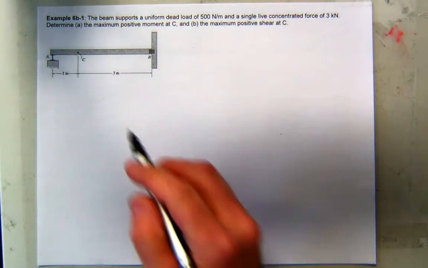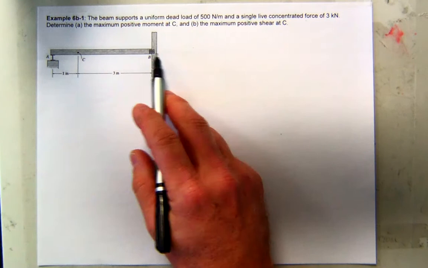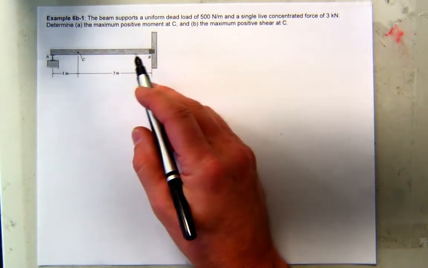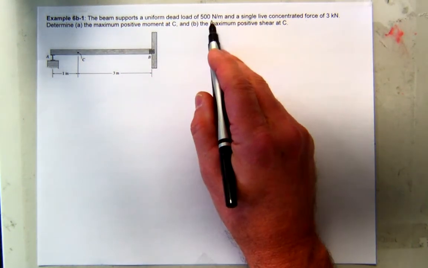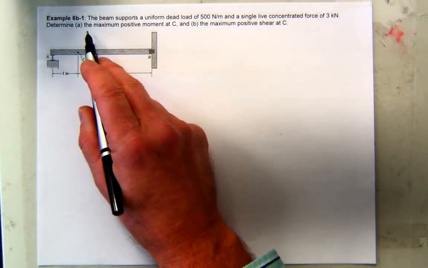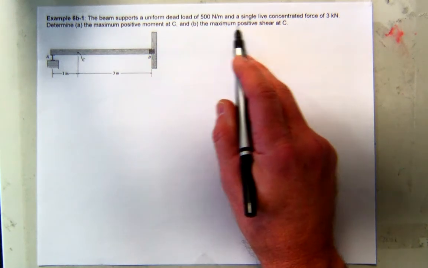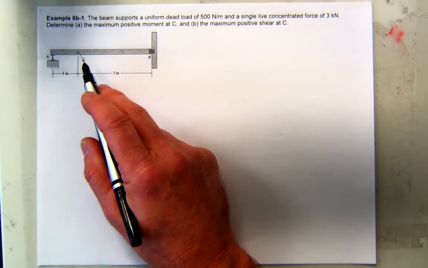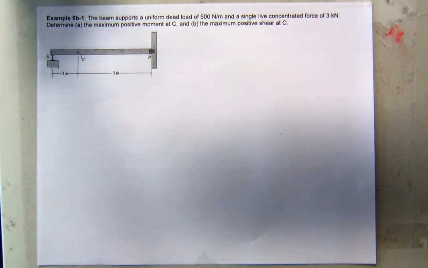Okay, so let's work this problem. What we have is a simple supported beam. This is going to be a roller, and this is going to be a pin support. And you can see I've got a uniform dead load, a single live load, and we're going to want to find the maximum positive moment at C and the maximum positive shear at C. We'll do the moment one first.